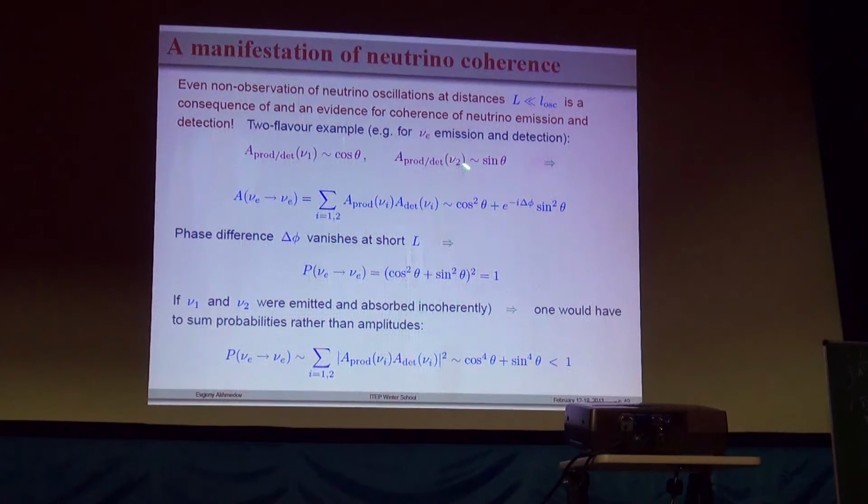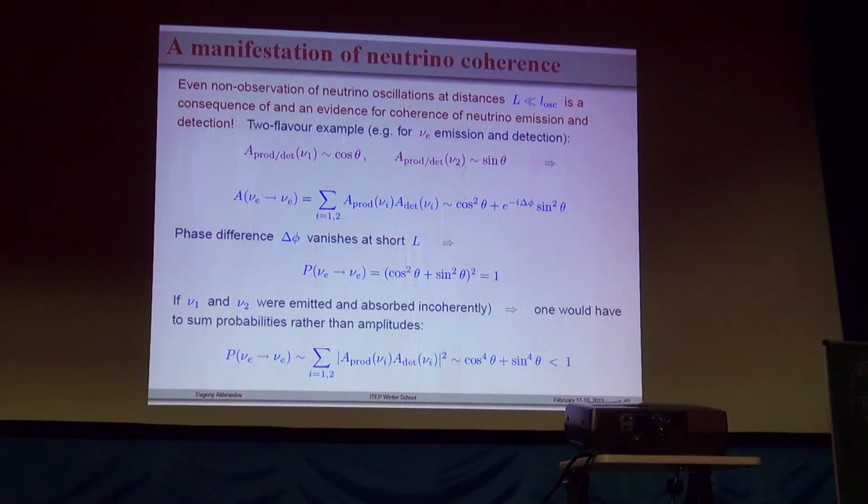But there is some phase difference between two different mass eigenstates because of their propagation. Now, if we put the detector too close to the source, this phase difference will be zero. We just get one, and when we calculate the probability, we just take the square modulus of this amplitude, and we get one. So the probability of survival of electron neutrino is equal to one if we put the detector too close to the source.